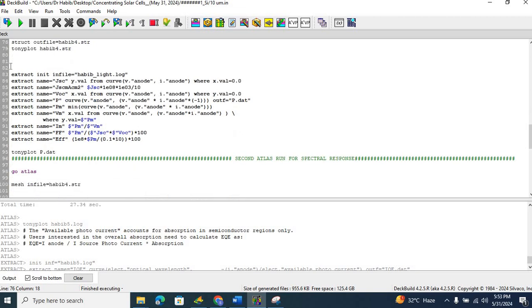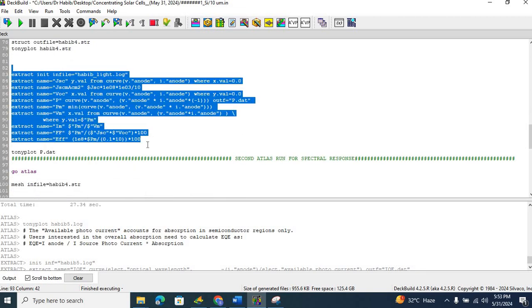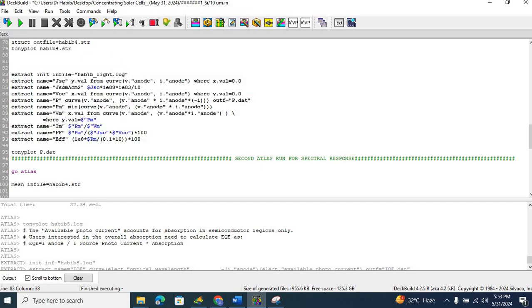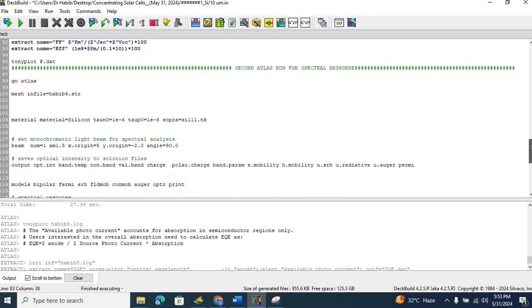Here are the commands for calling the log file under light conditions, and then to calculate the short circuit current density, open circuit voltage, maximum power, fill factor, and efficiency. I already discussed it multiple times in the previous videos, so I'm not going to go over those details time and time again.